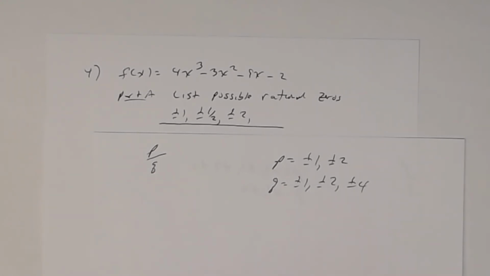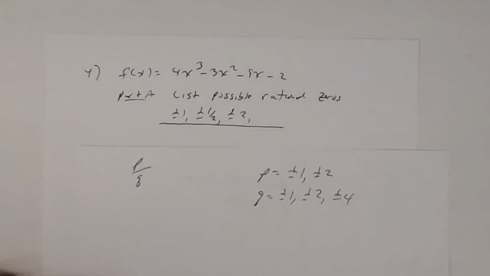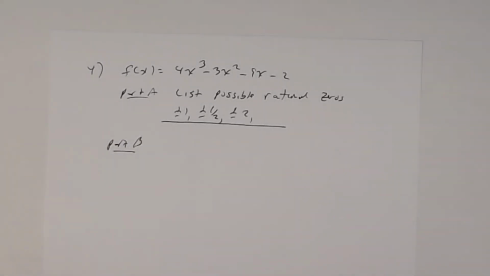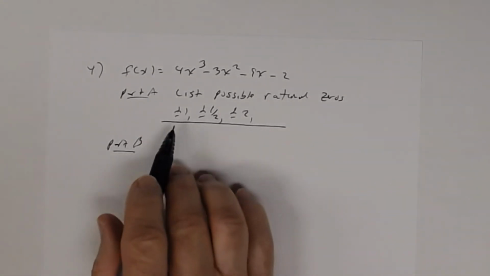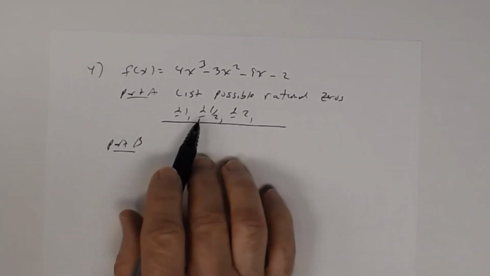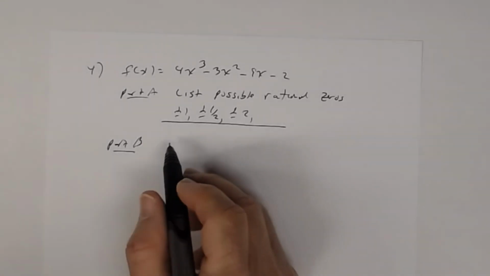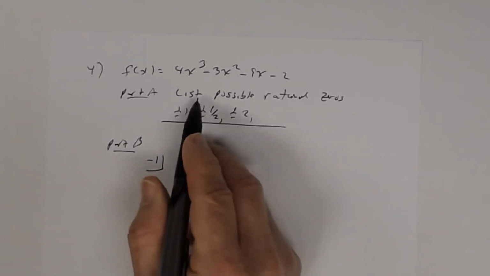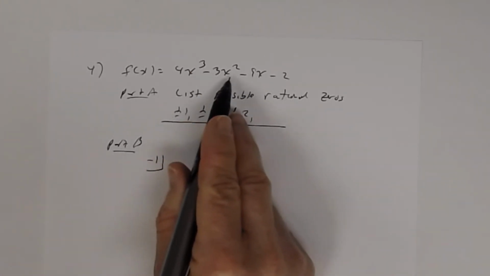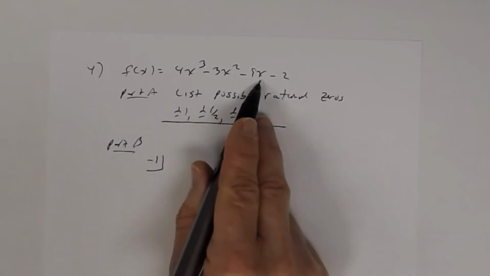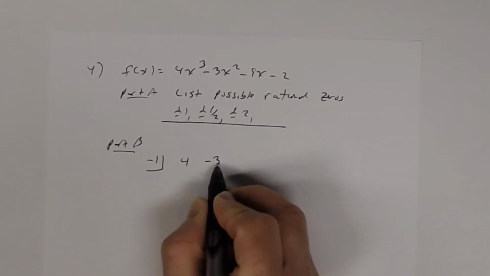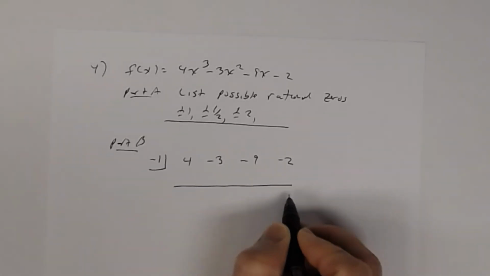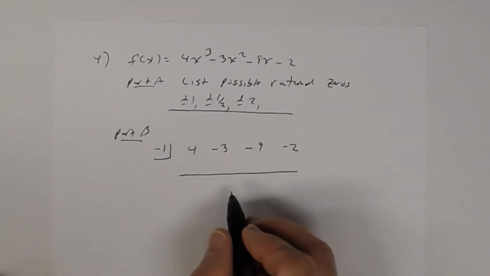Okay, now let's do part B. Part B is where you try to find one rational zero that is a 0. So let's try negative 1 and see if that works. Here are my terms, and it's already in descending order. My coefficients are 4, negative 3, negative 9, and negative 2. I don't have any missing terms, so there are no zeros to be placed.